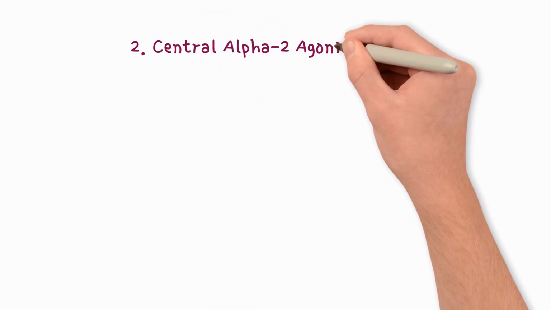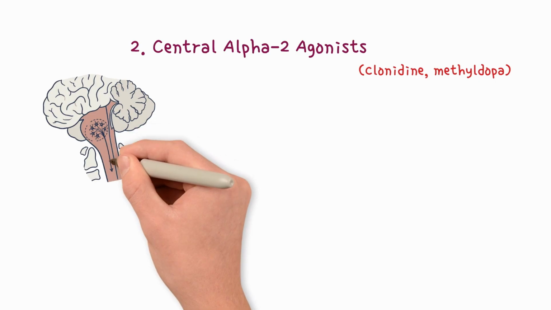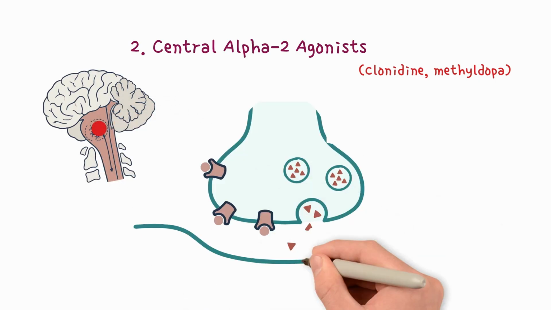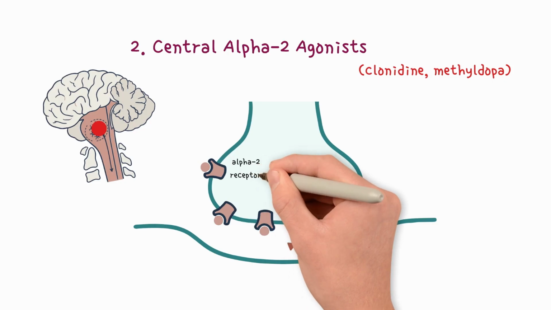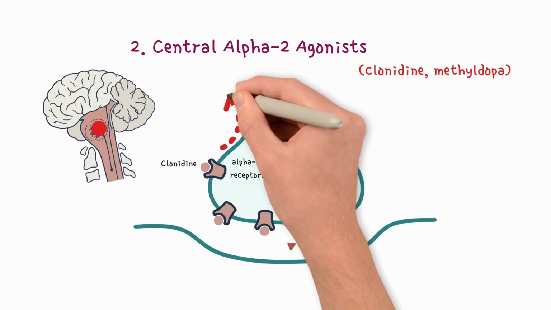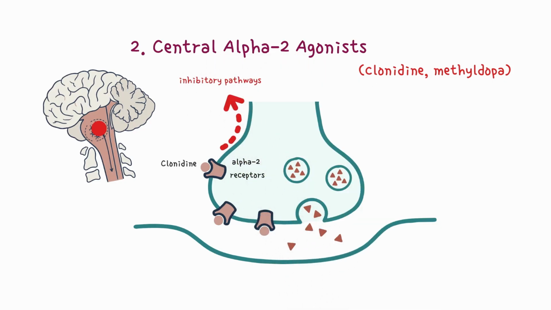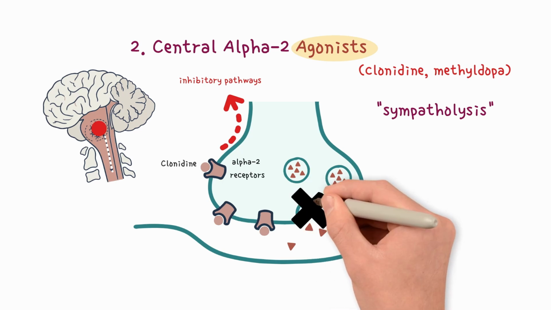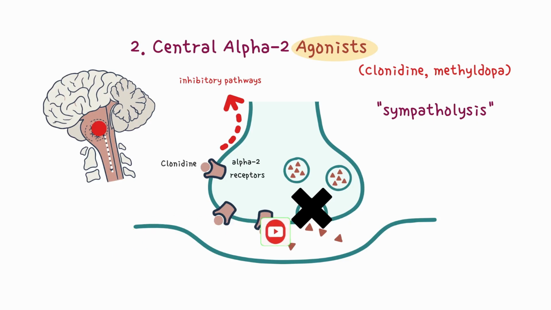Second, central alpha-2 agonists. These agents act within the brainstem, specifically the medullary vasomotor center. By stimulating presynaptic alpha-2 receptors, they activate inhibitory pathways that reduce the sympathetic signals sent from the brain to the rest of the body. While they are technically agonists, their physiological effect is sympatholysis because they provide negative feedback. They essentially trick the brain into thinking there is already enough norepinephrine, which inhibits further release into the synaptic cleft.